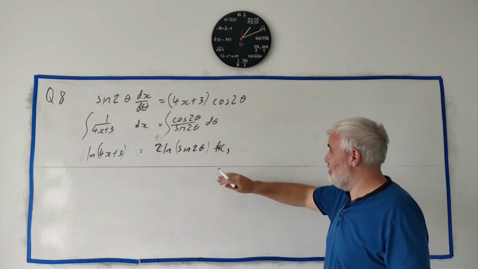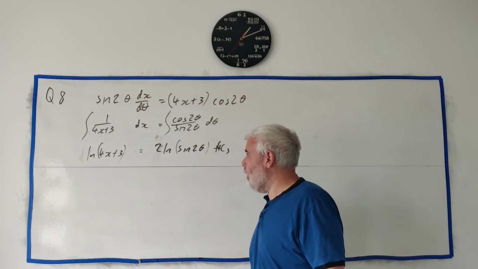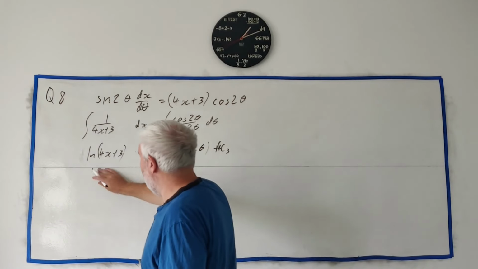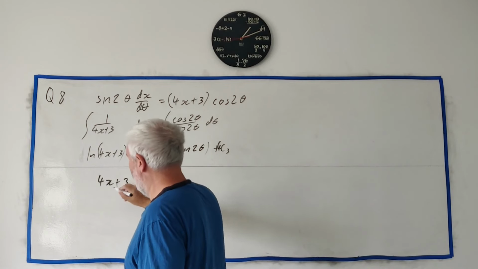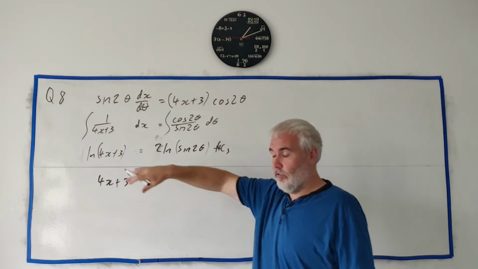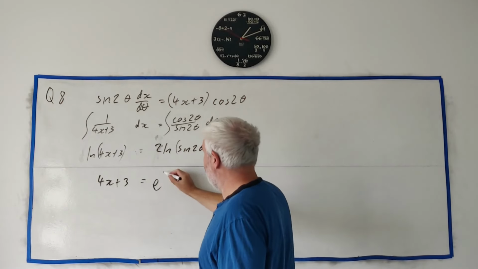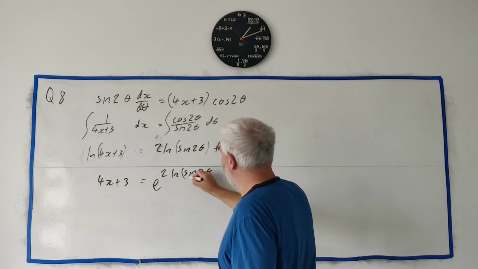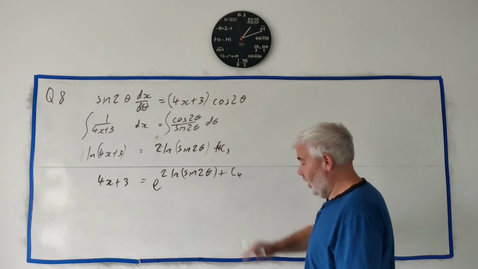Again, you're not going to lose any marks for just leaving a C there, because it's just a whole new C. Okay, get rid of the natural log. We take the exponential of both sides. So at this side, we just get 4x plus 3. E to the power of natural log of something just becomes that something. At this side, it becomes 2 natural log sine 2 theta plus, well, let's call this C4, a whole new constant.